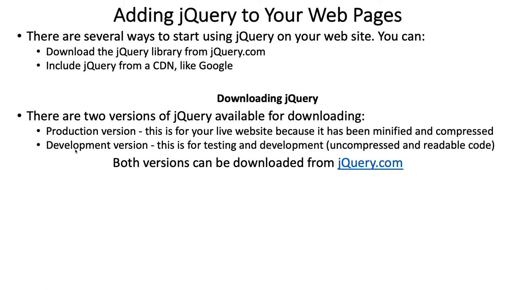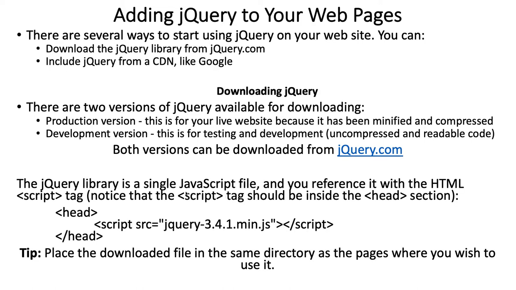Now, truth is, I always use the production version because I'm not that deep into the code. But if you want to get back to the development version for testing, you can get a copy of it. And that's really good as opposed to using some proprietary code that you can't see the innards of. But in both cases, you get it from jQuery.com. The jQuery library is a single JavaScript file, and you reference it in the HTML this way. You say script.